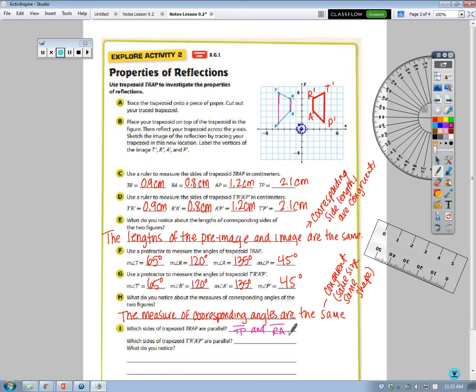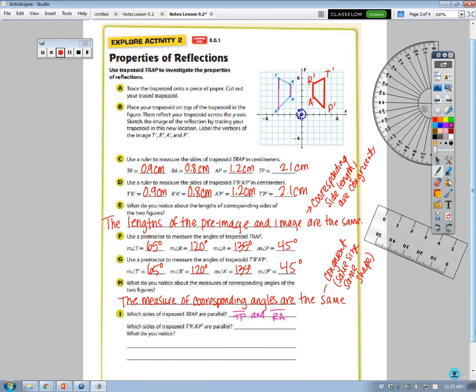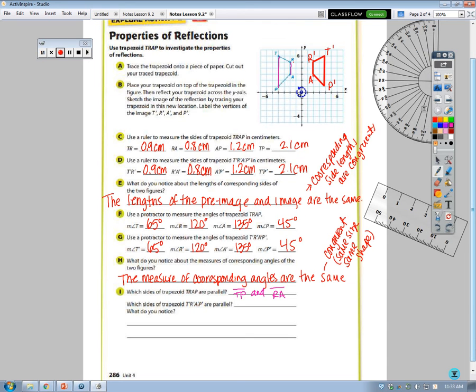Okay, so I'm a little off there. And then we can go ahead and take a look at the next question, which is which sides of trapezoid T prime, R prime, A prime, P prime are parallel? Well, what do we notice? We have the same corresponding sides that are parallel, which makes sense because we have the same angles between our image and our pre-image. So we will say side T prime P prime, and I'm sorry, I'm not on the lines here, guys, side R prime A prime. My pen is a little bit off here.